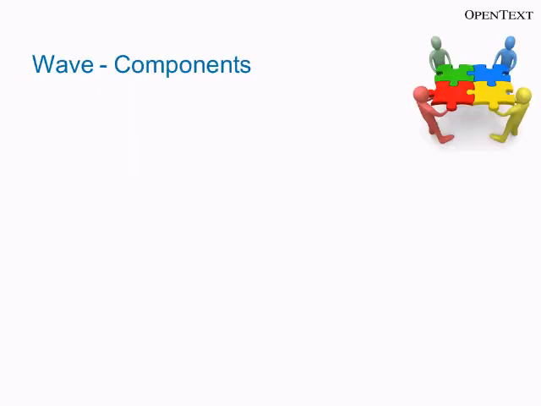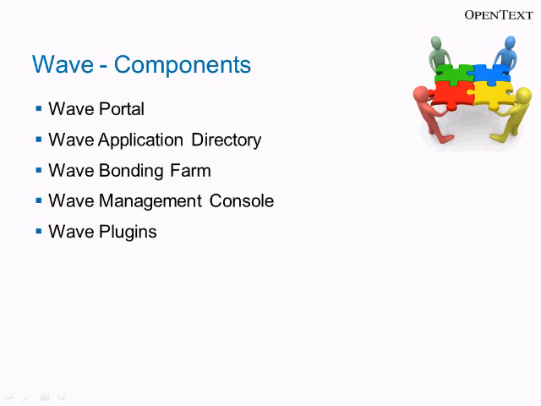So let's talk a little bit more about Wave 4. What is actually Wave 4? Let's look at the components, and I've listed them right here. We've got 5 components that make up Wave 4. First of all, there's a portal. Then we have the application directory for publication of apps. We have a build farm that allows us to build all the clients for all the targeted platforms: iOS, BlackBerry, Android, Windows Phone 8. We have a management console to manage user accounts, monitor the services and all that stuff. And then the Wave plugins, which is the extendability of the platform.